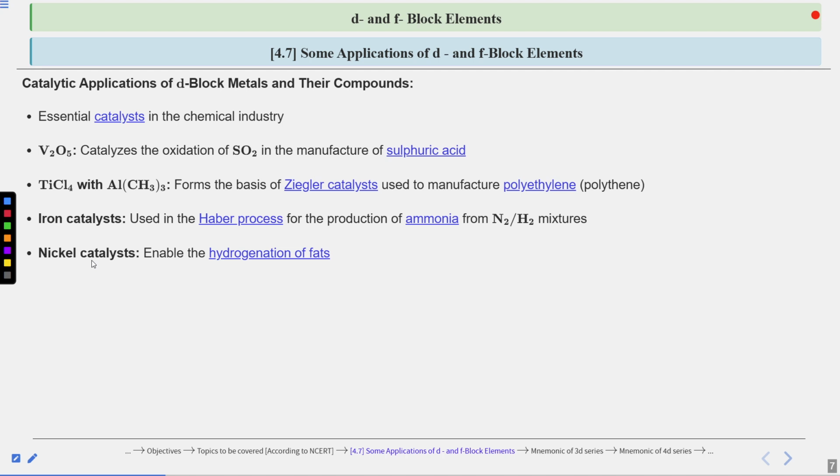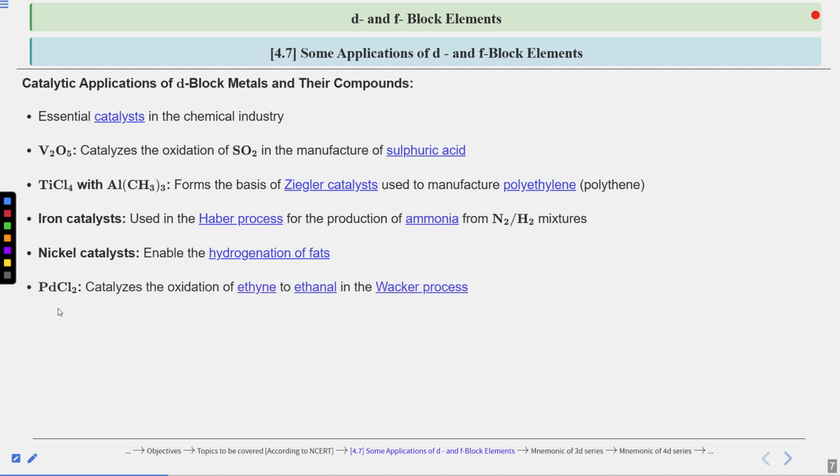Next is nickel catalyst. Nickel is also a D block metal and it is used as a catalyst which enables the hydrogenation of fats. While hydrogenating fats, that means converting them to simpler saturated compounds, we use nickel as a catalyst to enable that process.